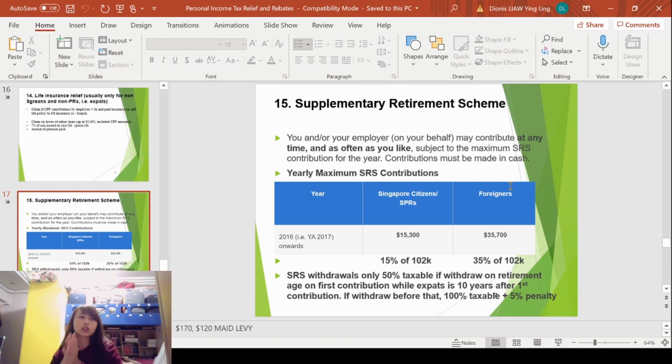Okay, now we move on to this very complicated scheme called the Supplementary Retirement Scheme. This scheme is not only for foreigners, it's for both Singaporeans and foreigners. You can always contribute to this scheme as often as you like, but there's a maximum cap. It's $15,300 for Singaporean citizens, and for foreigners it is $35,700. How this is computed is based on the 102k that I mentioned, which is the 17 months OW cap, times 15%. This is the additional amount you can contribute to SRS. Then for foreigners, it's 35% of this 102k.